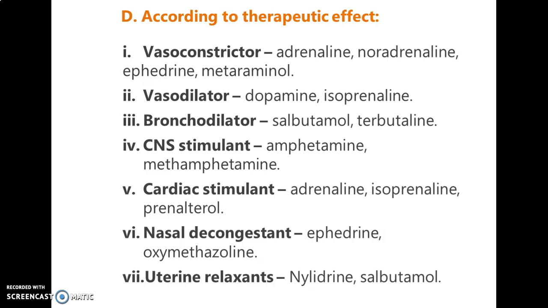The first subclass is vasoconstrictor, examples are adrenaline, noradrenaline, ephedrine, metaraminol. The second class is vasodilator, that is dopamine and isoprenaline. The third, bronchodilator, examples are salbutamol and terbutaline. While the fourth class is CNS stimulant, amphetamine and methamphetamine.